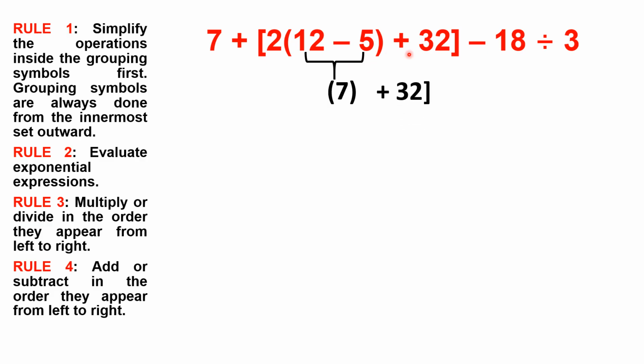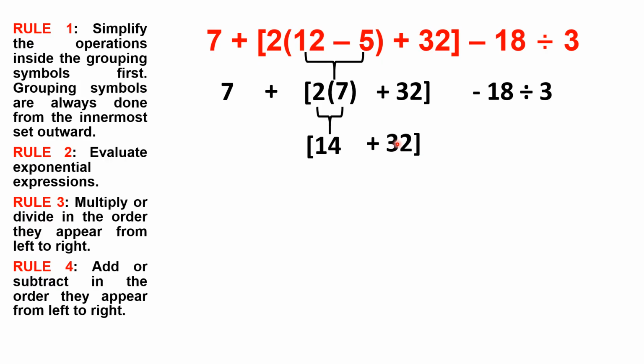Then, copy the numbers or the remaining expressions on the right and the numbers or the remaining expressions on the left. Okay, the next is still we have grouping symbols. We have to multiply 2 times 7, which is equal to 14. Then copy again the numbers or the expressions on its right and on the left. Okay, next one. We have still the grouping symbol. So we have to add 14 plus 32, which is equal to 46.